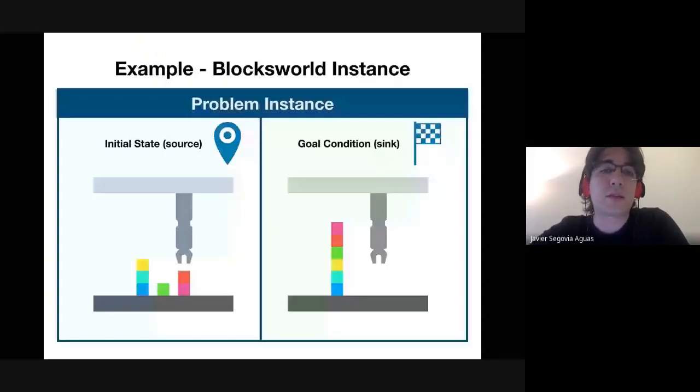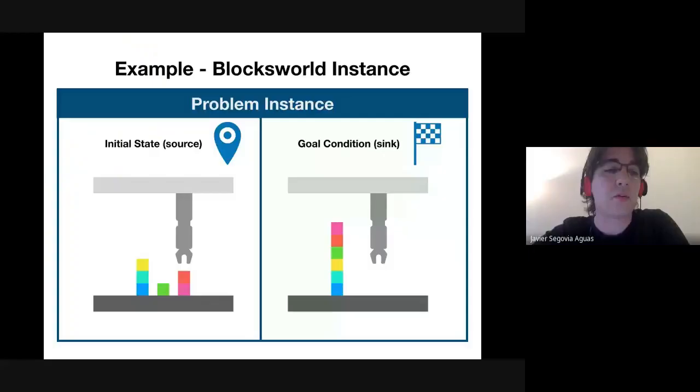And this is what a Blocksworld instance looks like, where we have this initial state, the source, and the goal condition. In the initial state, we have this arrangement of blocks here, where we have 3 towers of blocks and the gripper that is empty. And the goal condition will be to have this specific tower, arranging the colors as in this figure. And the goal condition is also to have the arm empty.